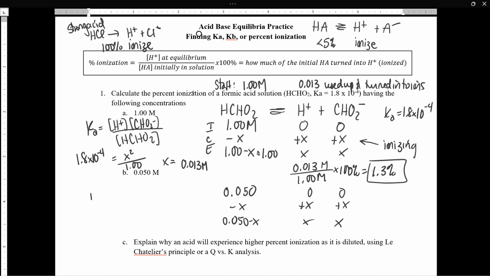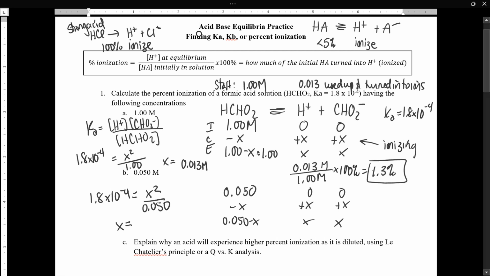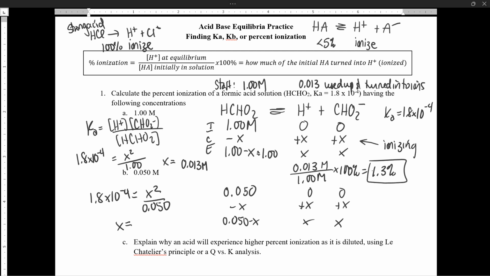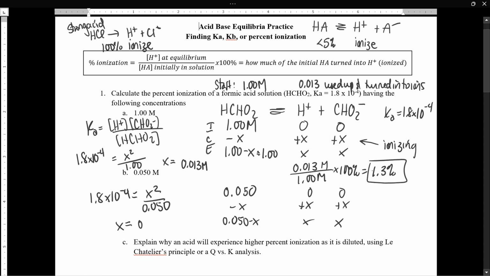And when you go through and plug this into your K expression, I'm not going to rewrite that because it's the same as the one we just did. You go ahead and solve for X. When you solve for X in this second case, you get 0.0030 molar H+. Okay, that's our value of X here.